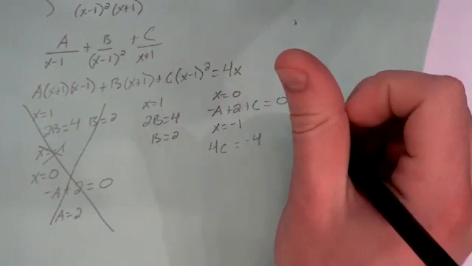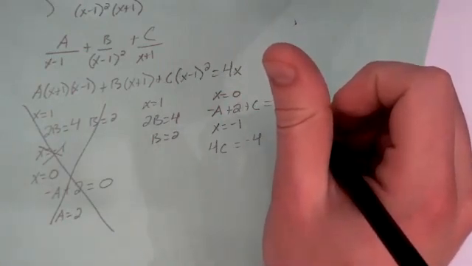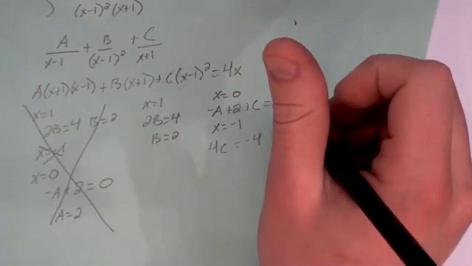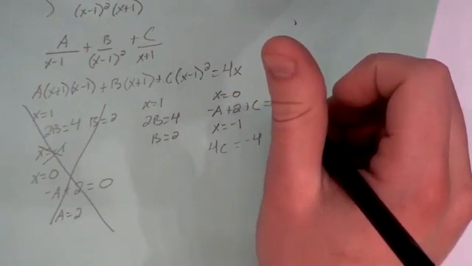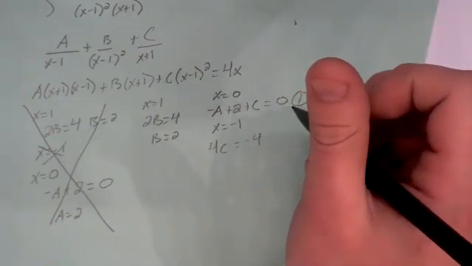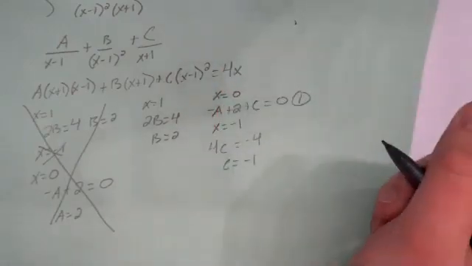A is minus negative 1 minus 1, which is -2 squared, +4. 4c, x is -1, 4 times -1 is -4. Okay, so c is -1.